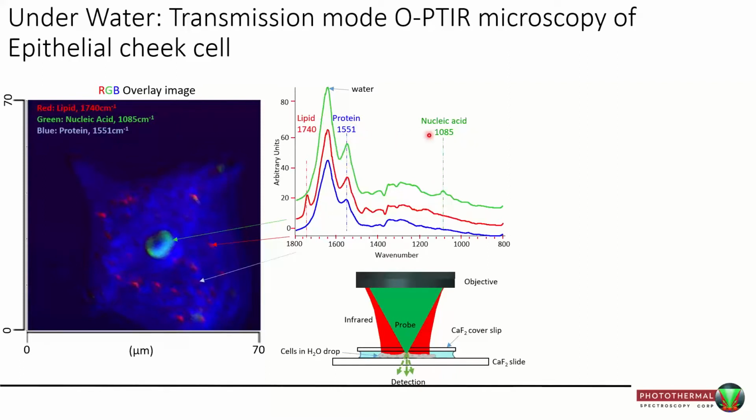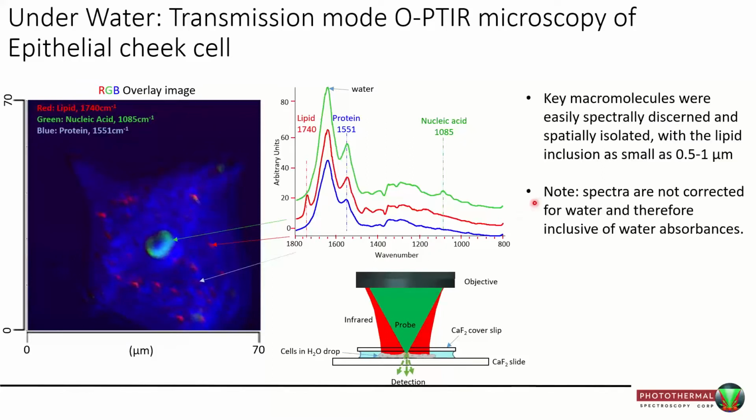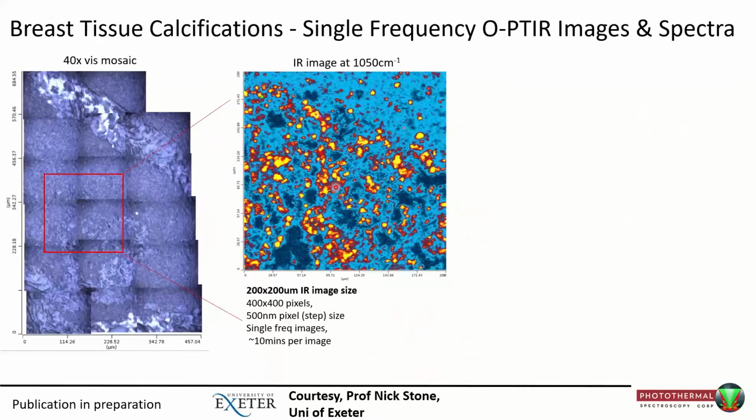So I took those three wave numbers, did 3 single frequency images, combined them as an RGB overlay, and wow, I thought that looked just like a fluorescence image. You can see obviously the nucleus in the middle, and lots of lipid inclusions around the sides and the cytoplasm. Some of these lipid inclusions are half a micron to a micron in diameter. All these spectra are inclusive of water, so this is actually a water measurement, and we haven't done any water subtracting. So you can see there is a water peak superimposed on the amide one, of course.